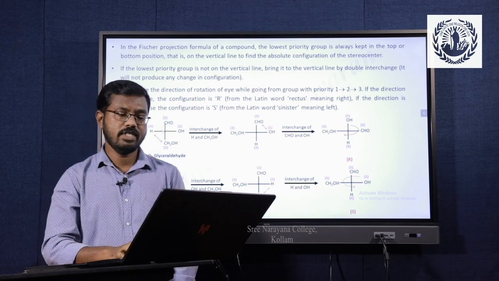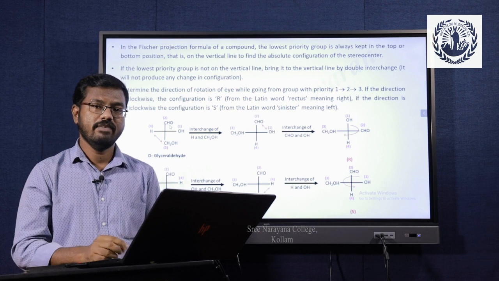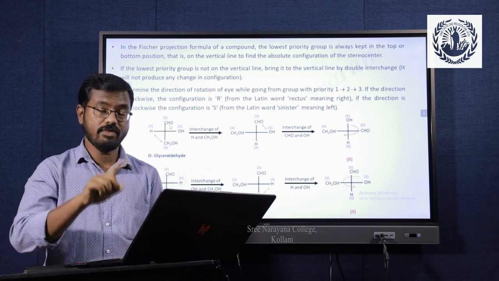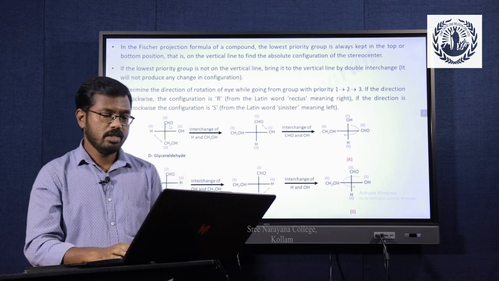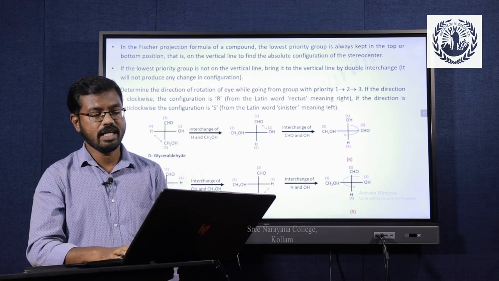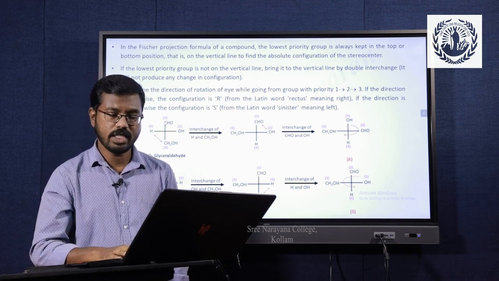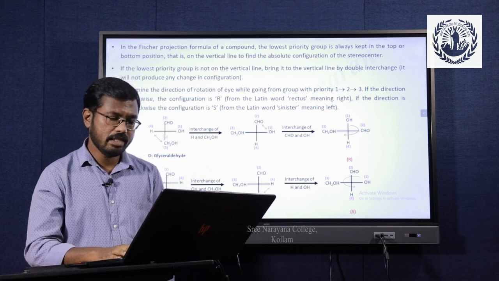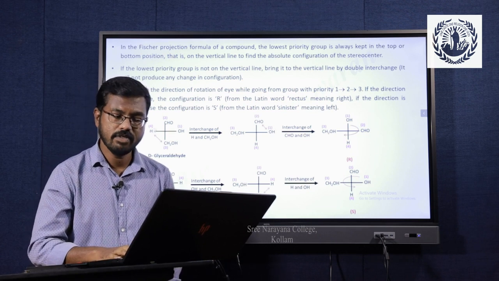So, here in the case of CHO it is C double bond O, and H. Double bond O means we can consider oxygen 2 times. So, in this case it is 2 hydrogen and 1 oxygen, but here it is 2 oxygen. So, definitely the second priority should go to CHO, the third priority will go to CH2OH, and hydrogen is having the 4th priority.